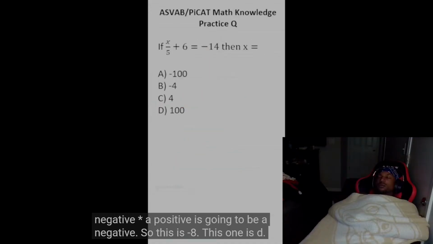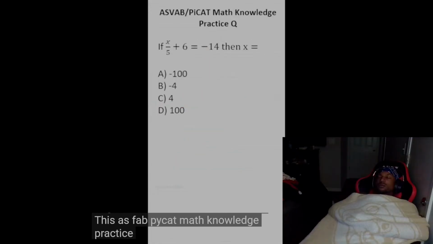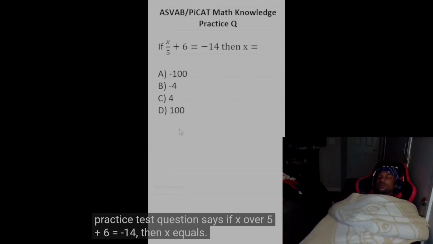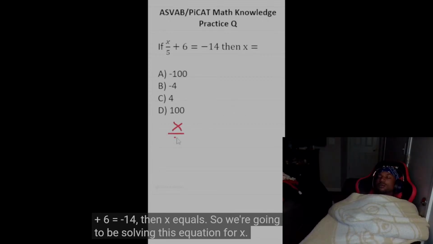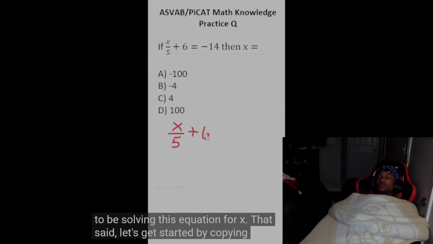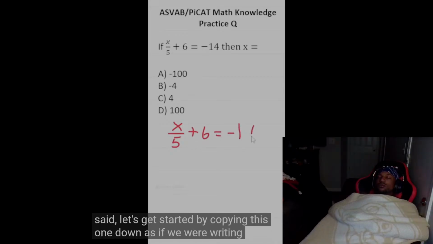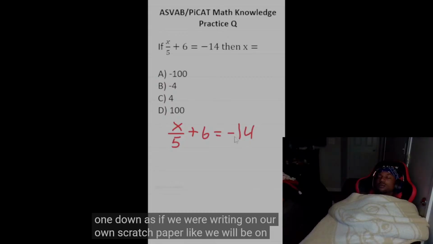This one is D. This ASVAB PiCAT Math Knowledge Practice Test question says if x over 5 plus 6 equals -14, then x equals. So we're going to be solving this equation for x. That said, let's get started by copying this one down as if we were writing on our own scratch paper like we will be on test day.